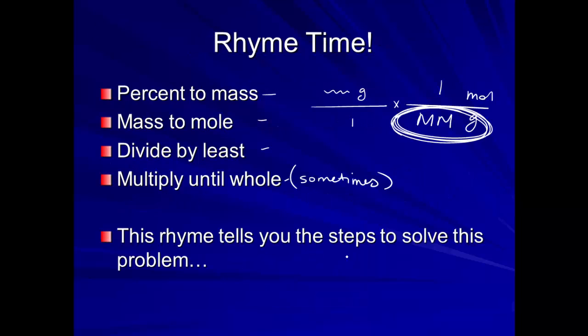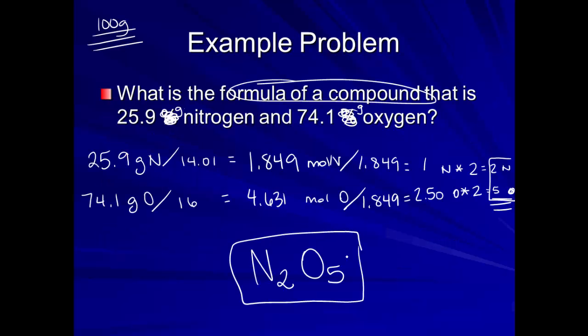So when you go through that process of percent to mass, mass to mole, divide by least, multiply until whole, sometimes, the answers that you get at the end become the subscripts of your chemical formula. Okay? So that was a fairly straightforward example that did use all 4 steps. You did have to multiply until whole at the end. So it was a great example of all the possible steps you would have to do.